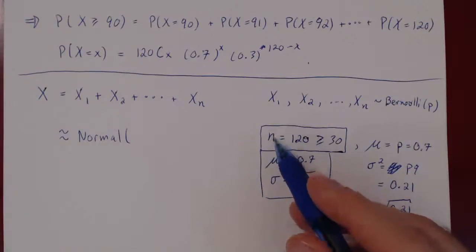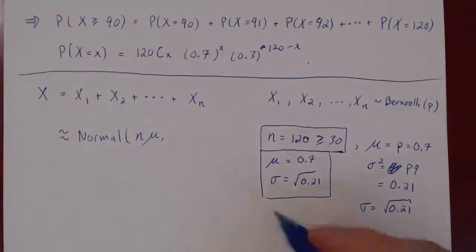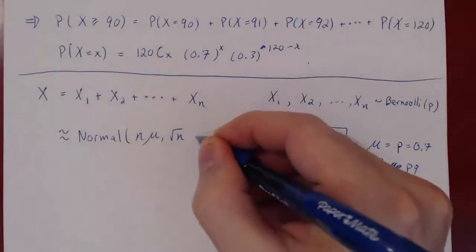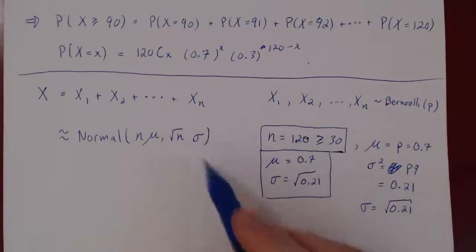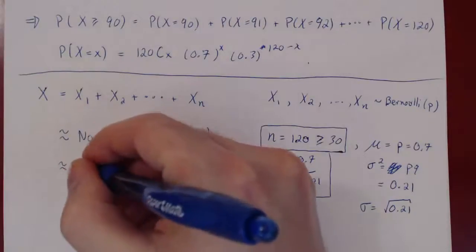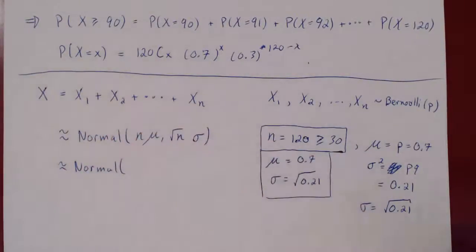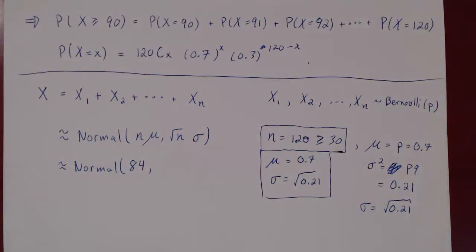Well, the mean, if you remember, is going to be n times mu. And the deviation, be careful, will be root of n times sigma. But now we know n is 120, we know mu is 0.7, we know sigma is root of 0.21, and now we can plug it in. This will be normal. And mu, 120 times 0.7, is 84. And the deviation, well, root of n, 120, times the root of 0.21.